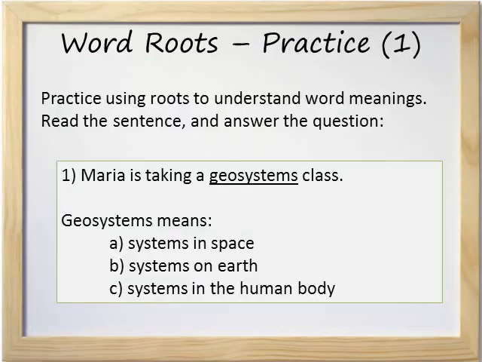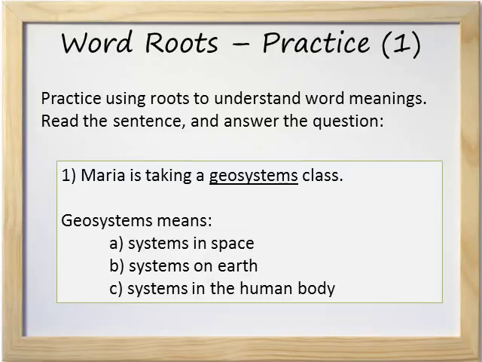Let's practice word roots. Practice using roots to understand word meanings. Read the sentence and answer the question. Number 1. Maria is taking a geosystems class. Geosystems means A. Systems in space, B. Systems on Earth, or C. Systems in the human body.